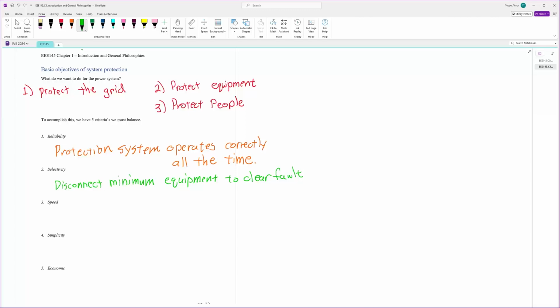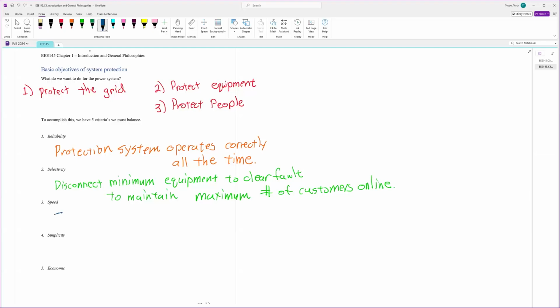Okay, so disconnect the minimum equipment to clear the fault to maintain the maximum number of customers online. Okay, when an event happens, we want to drop the minimum amount of customers and have a minimum amount of disturbances in their life. Right? I don't like it when power goes out. You don't like it when power goes out. Nobody likes it. Okay. Next one is speed.